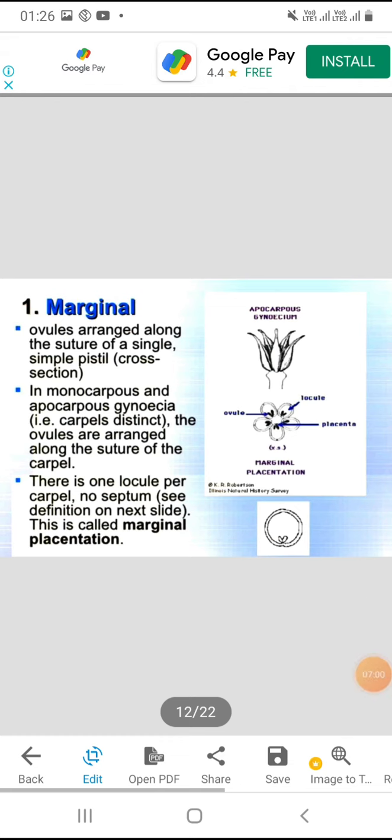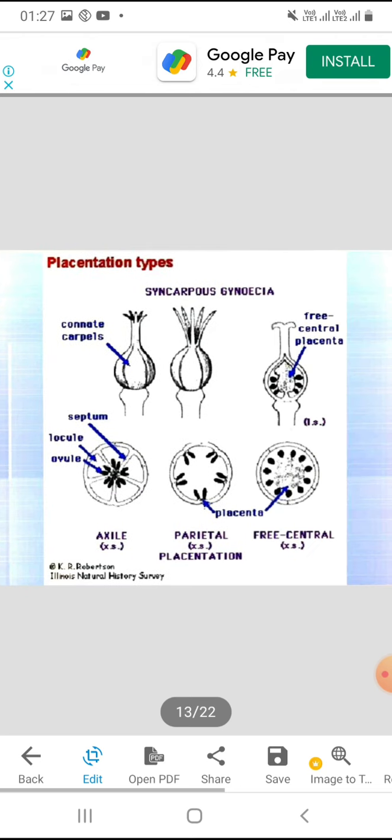In a monocarpellary, mono means one, or apocarpous gynoecium, for example, carpels distinct, the ovules are arranged along the suture of the carpel. There is one locule per carpel, no septum. See definition on the next slide. This is called marginal placentation. Here you can see the types of placentation. Here you can see axial placentation, parietal placentation, free central placentation.